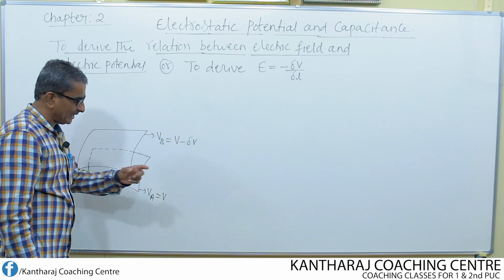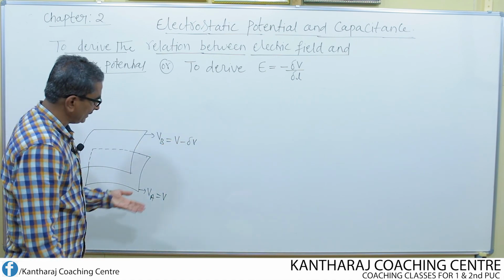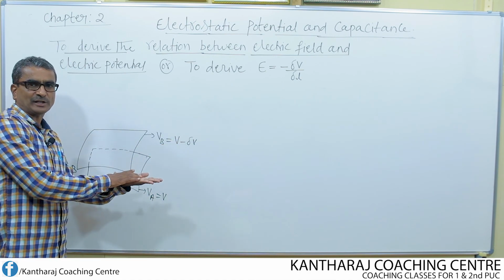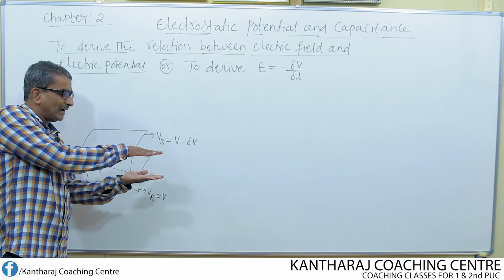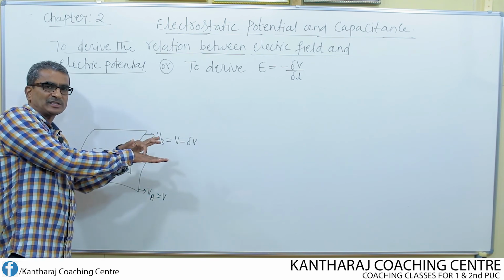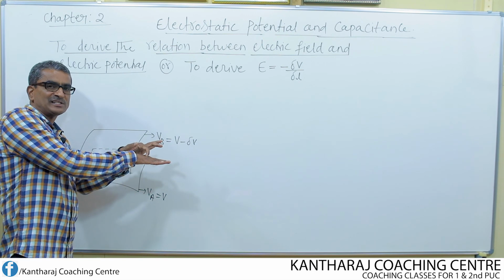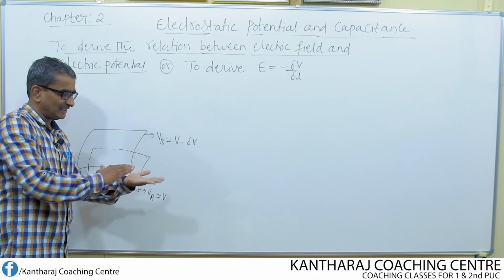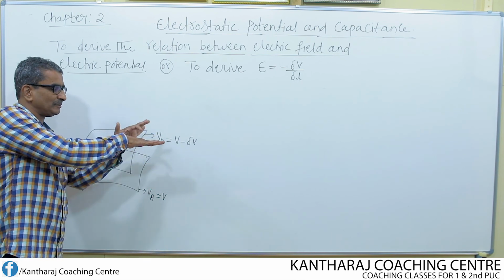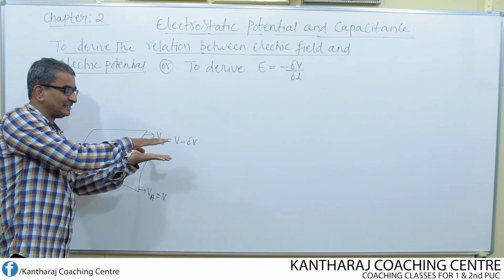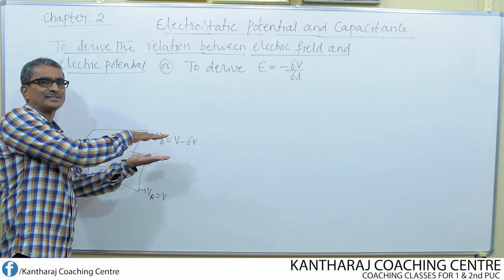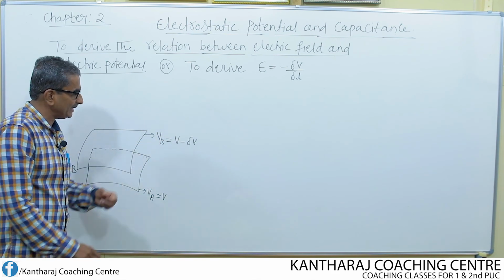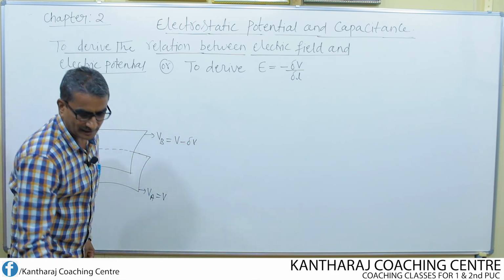V minus delta V and V clearly shows that if this surface has a potential of 10 volt, then above this, the equipotential surface B will have a potential less than 10 volt, 10 minus something. If this is 10 volt, this must have a potential less than 10, maybe 8 volts, 5 volts, 6 volts, like that. That's the meaning of V minus delta V and V.